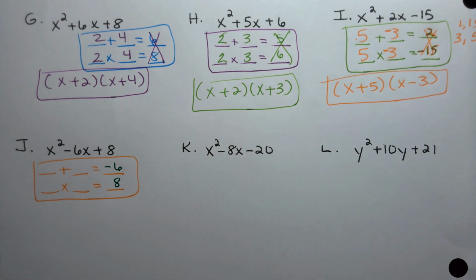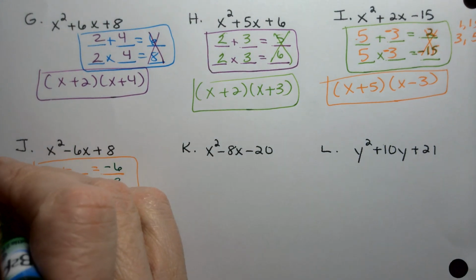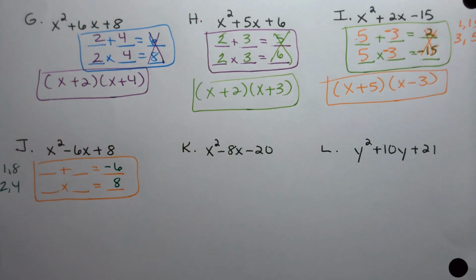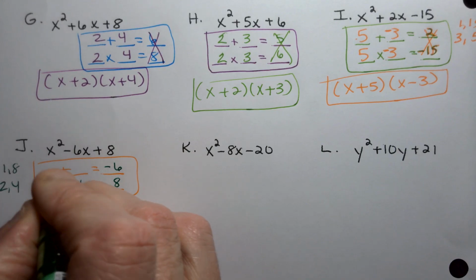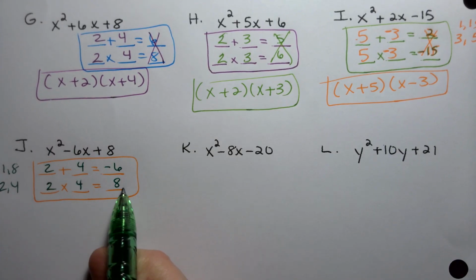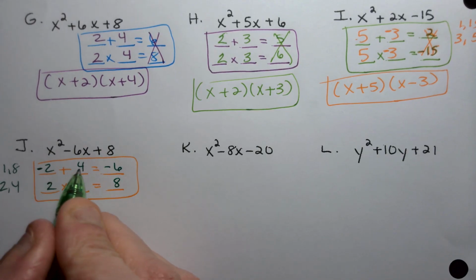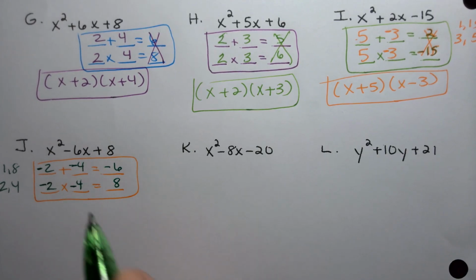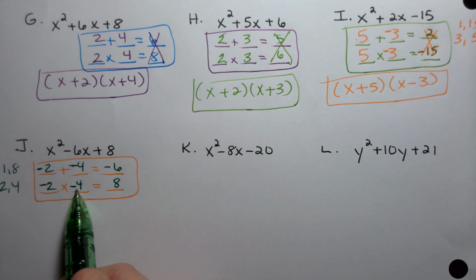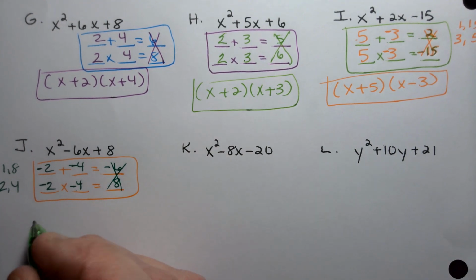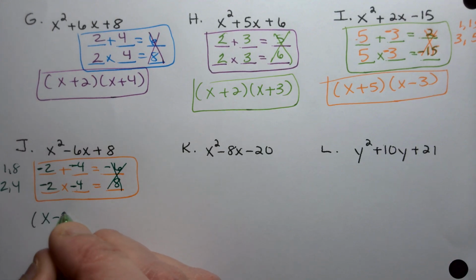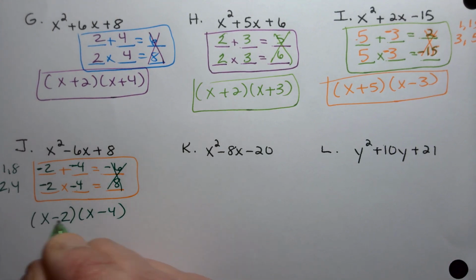Negative 6 and 8. Again, then we got a negative in there. So we got 1 and 8, 2 and 4. It's got to be the 2 and 4. There aren't any other options. Can you guys think of a way that we can make that work? I mean, yes, it works here, but it doesn't work here. This needs to be a negative. So if I switch those to negative, does it still work? It does, because 2 negatives multiply to give you that. So I get x minus 2 and x minus 4.